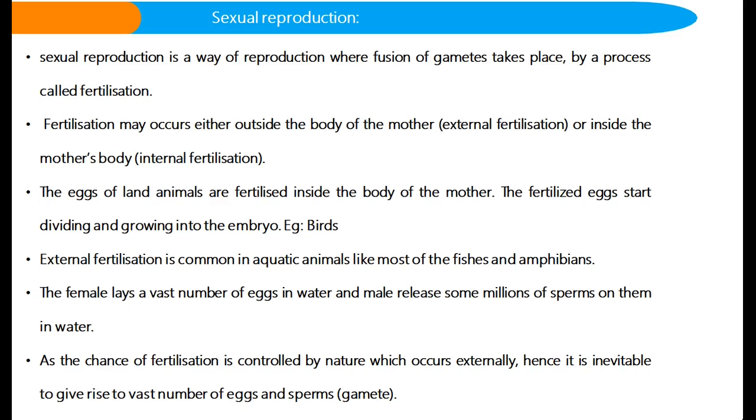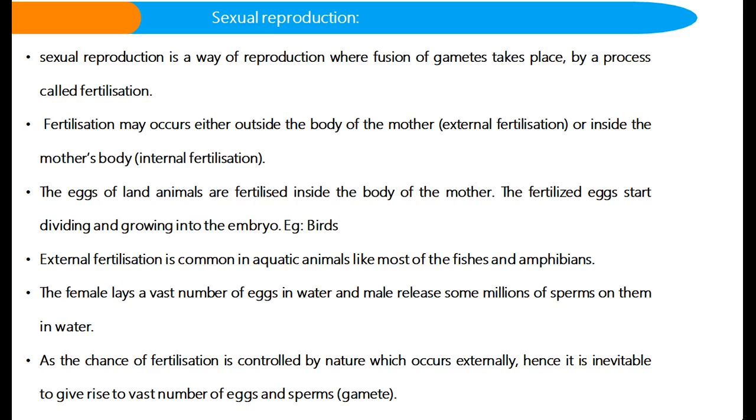The eggs of land animals are fertilized inside the body of the mother. The fertilized eggs start dividing and growing into the embryo. Examples are reptiles and birds, where internal fertilization takes place, but the development of the baby takes place externally.